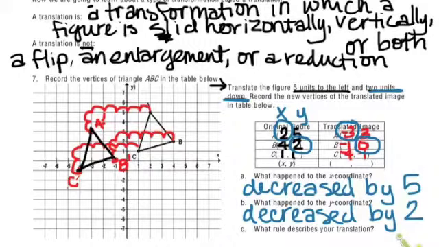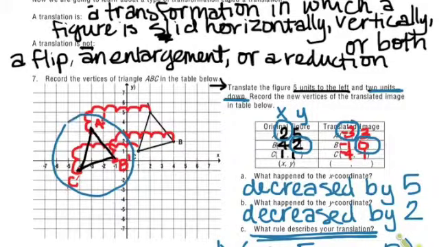So the next question asks us, what is the rule that describes your translation? Okay, and the way we get that rule is looking at what happened to the x-coordinate and what happened to the y-coordinate. Well, the x-coordinate decreased by 5, minus 5. The y-coordinate decreased by 2, minus 2. Okay, so the rule for this translation would be x minus 5, y minus 2. Because every single x-coordinate, we can subtract 5 and get our new coordinates. Every y-coordinate, we can subtract 2 and get our new coordinates.